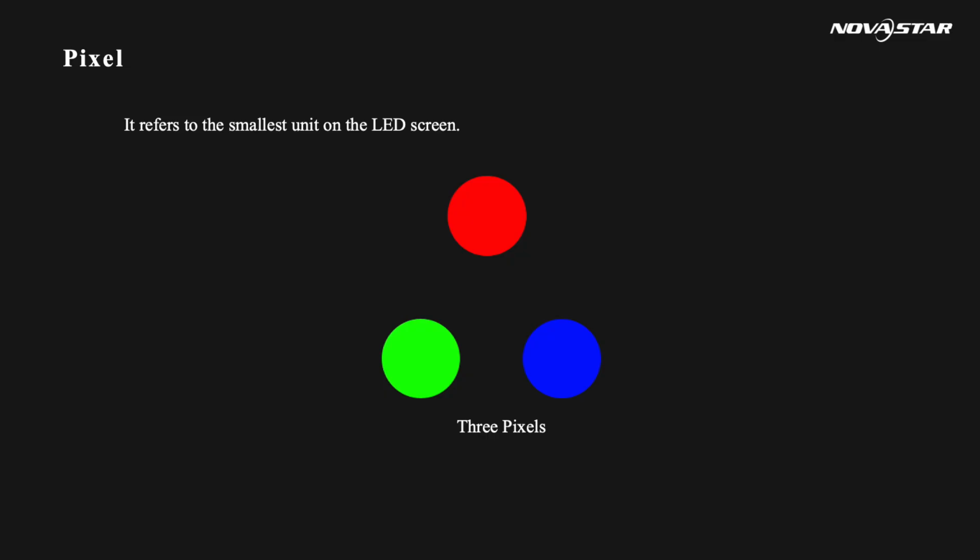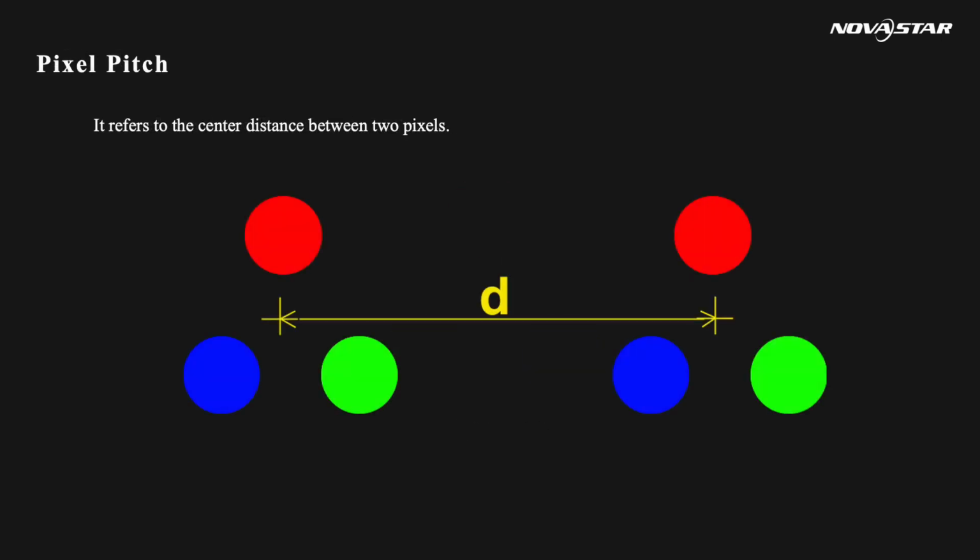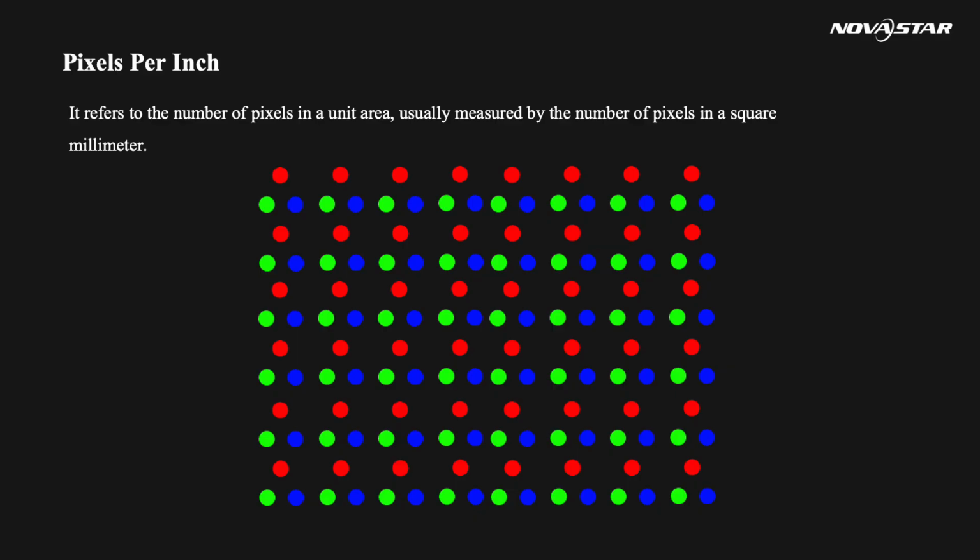The first one would be pixel. Pixel refers to the smallest unit on the LED screen. Each red, green, and blue pixel can work together as a unit and mix out multiple colors. The second one would be pixel pitch. Pixel pitch refers to the center distance between two pixels. It is a term widely used in the LED industry. The finer the pixel pitch, the more content can be displayed in the same area.